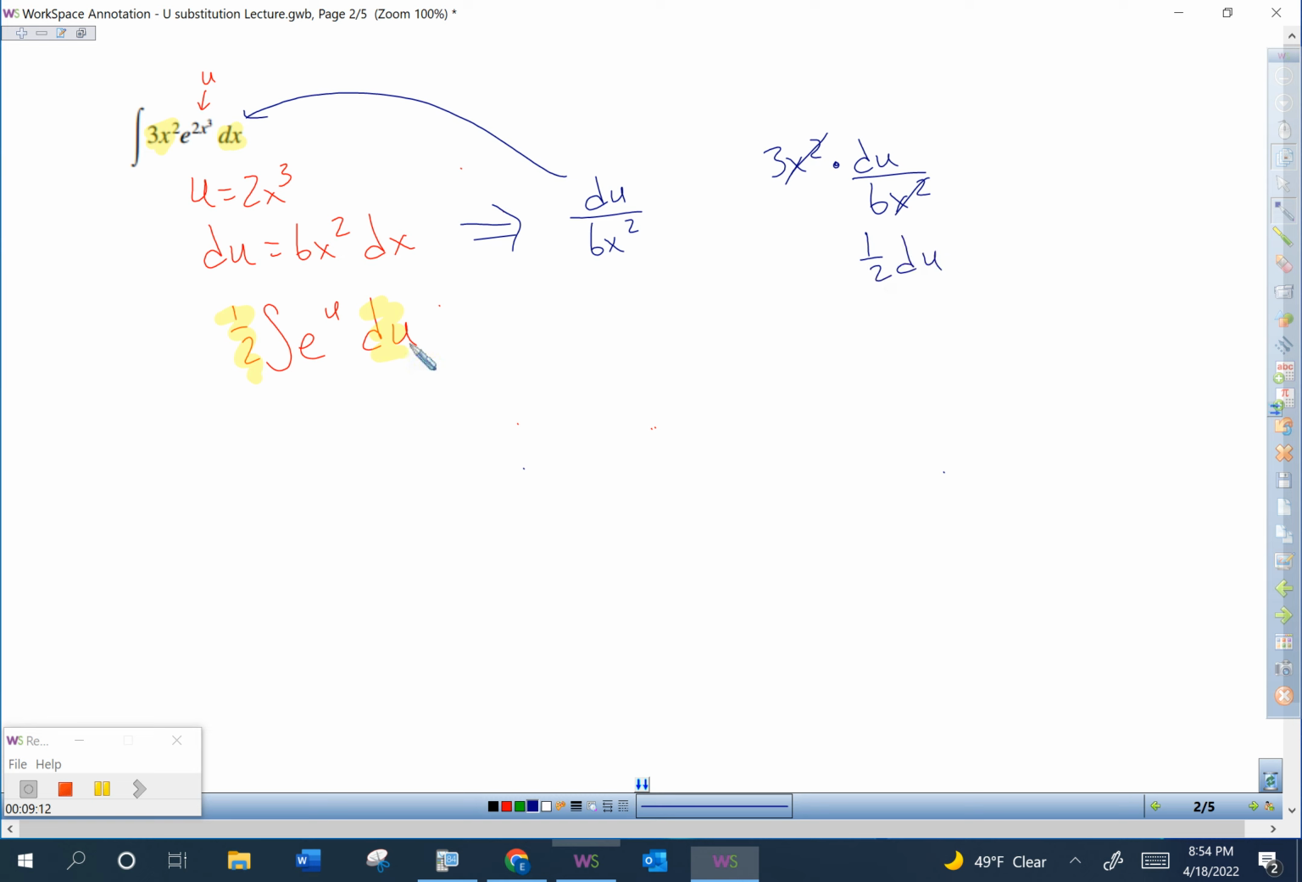Alright, so now that we've got this, we're going to go ahead and do our antiderivative rule here. Remember, the derivative of e to the x is itself. Same thing with antiderivative. We're just leaving it alone, adding the constant. Now we can sub back in. Our u value was 2x cubed, and that is it for this one.